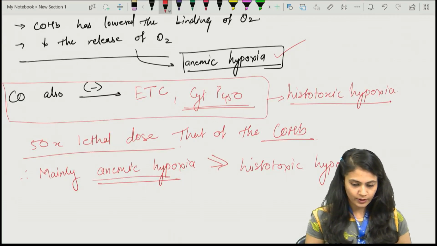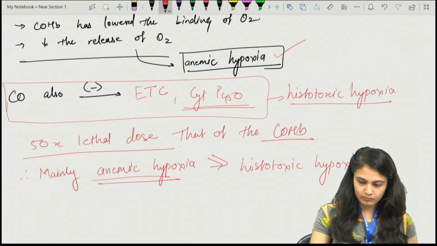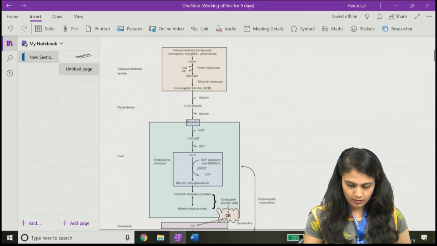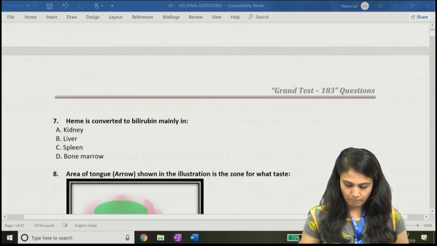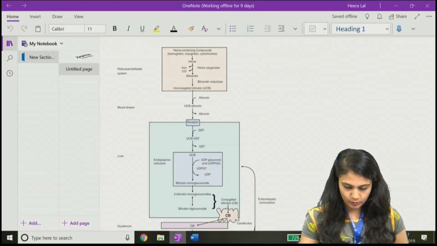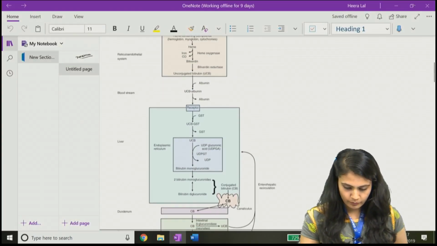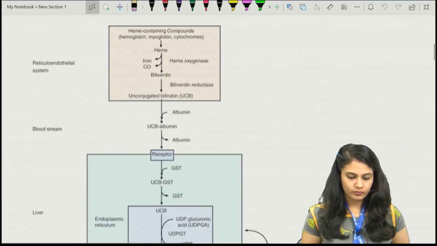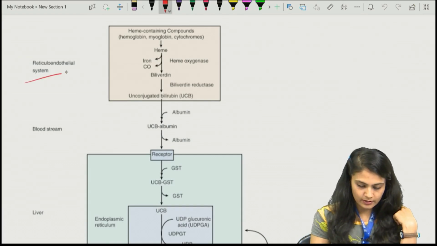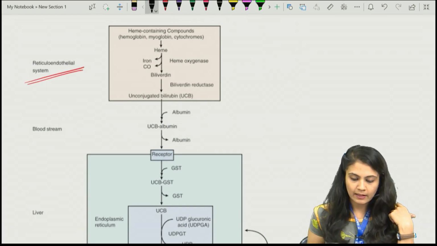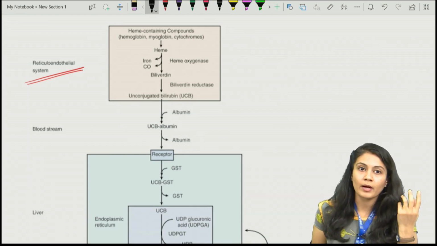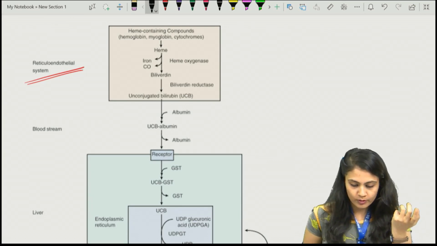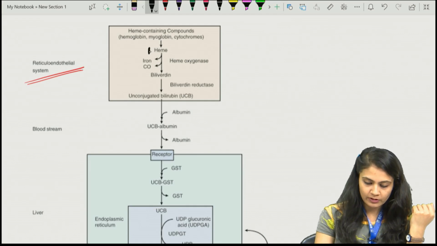We do have a diagram for it. This is the reticuloendothelial system. What happens? The heme containing compounds, that is the hemoglobin, myoglobin and the cytochromes, as their lifespan is over, go into the spleen. What will happen? They break down and release the heme.